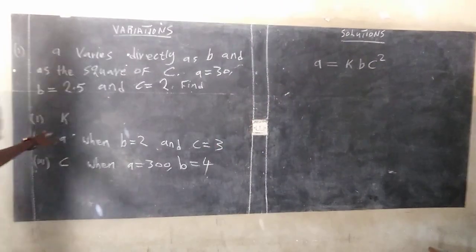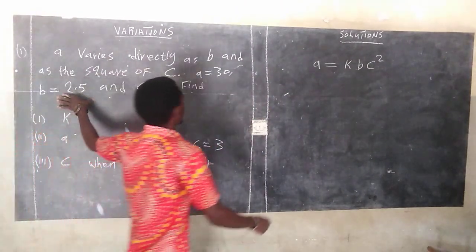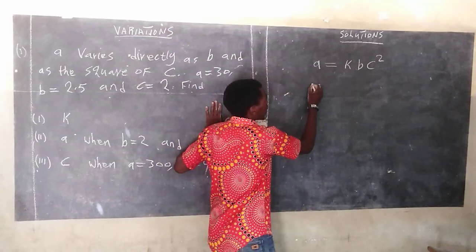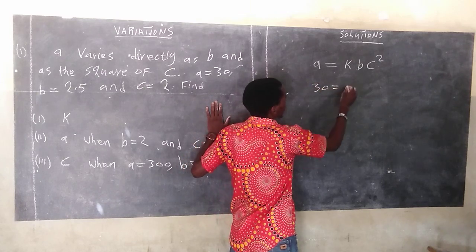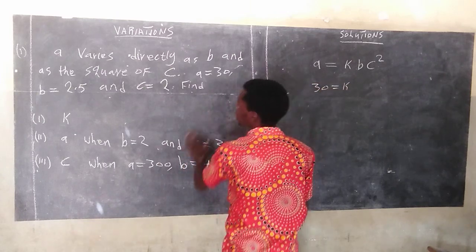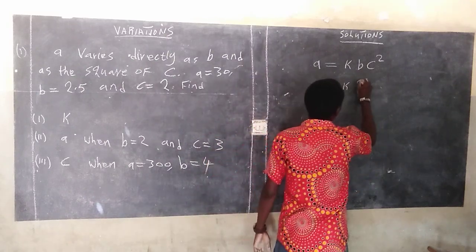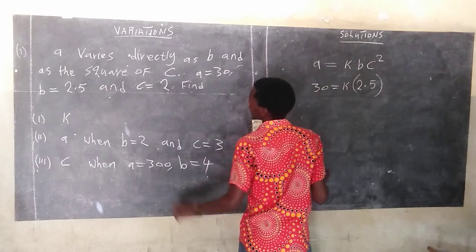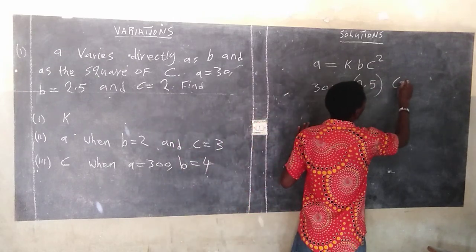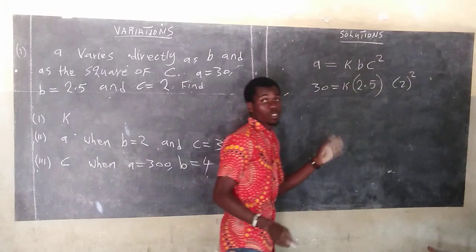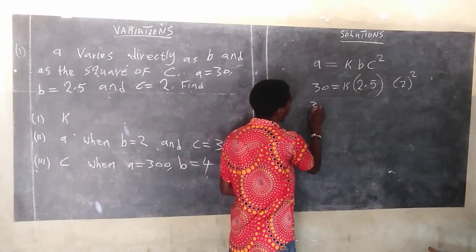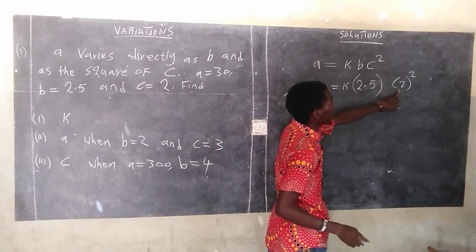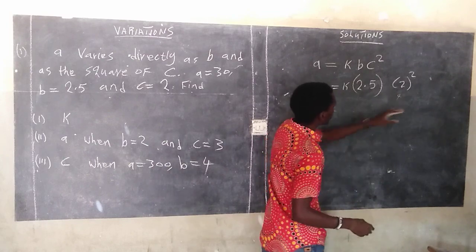So the first question is saying find k. When a has been given as 30, I'm going to replace now: 30 is equal to k times b, which is 2.5, times c, which is 2, squared. What is 2 squared? It's 4. So what is 4 times 2.5?